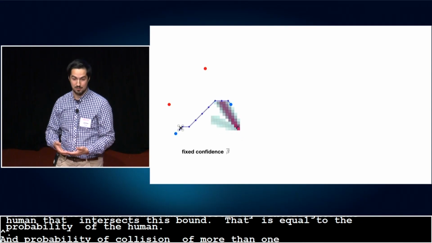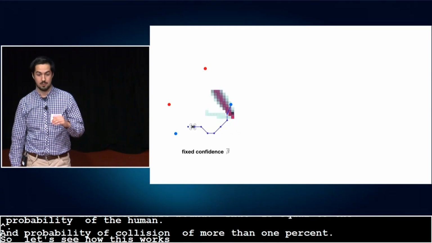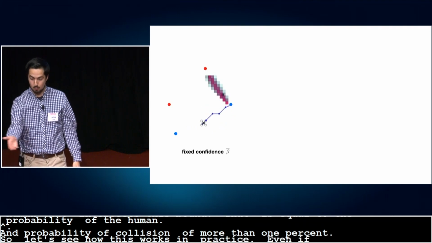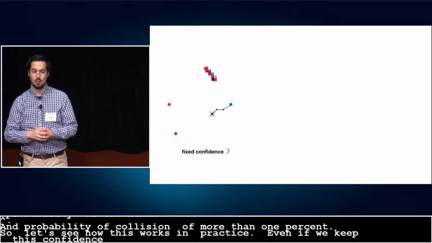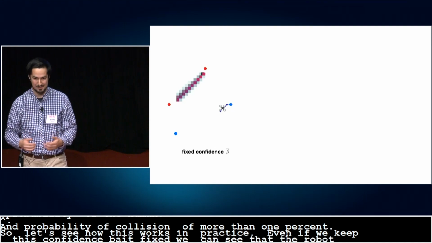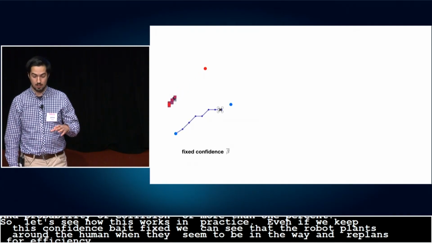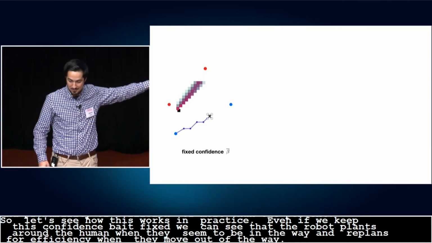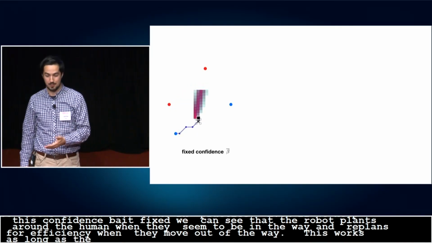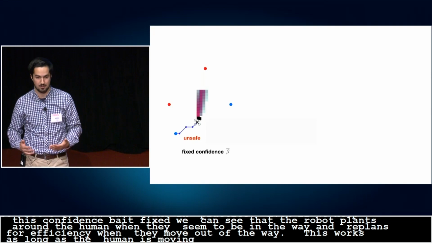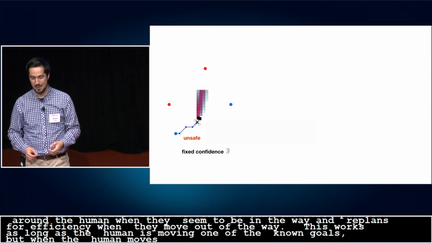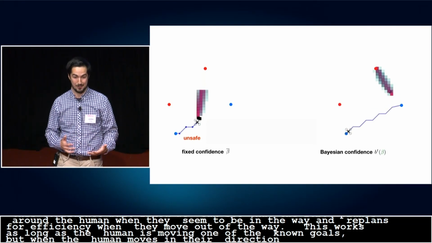So let's see how this works in practice. Even if we keep this confidence beta fixed, you can see that the robot plans around the human when they seem to be in the way, and then replans for efficiency when they move out of the way. And this works well as long as the human is moving to one of the known goals. But when the human starts moving in a new direction, the robot will make some unreasonable prediction of how she's going to turn and go to one of the goals, which leads to unsafely closed trajectories.